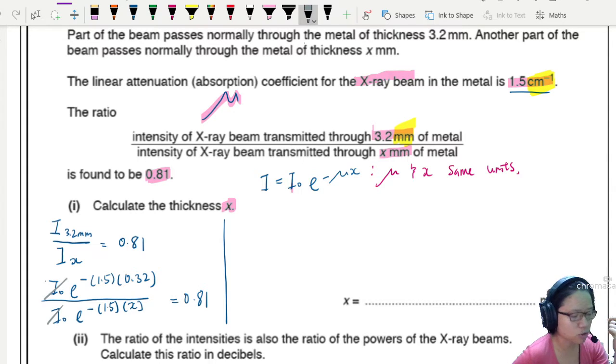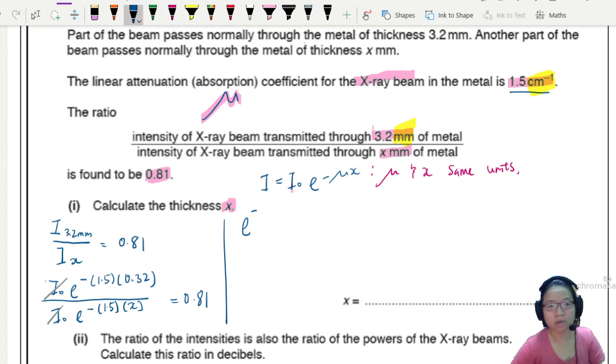And then what we have here is two exponents. So to solve these two exponents, we do it step by step. Right now, we will have e to the power of negative, okay, I'm going to press my calculator for this part. So if you know how to solve the equation, you may go ahead and skip some steps. If you don't know, it is totally fine to take your time. So this is e to the power of negative 0.48 over e to the power of negative 1.5x, and this is equal to 0.81.